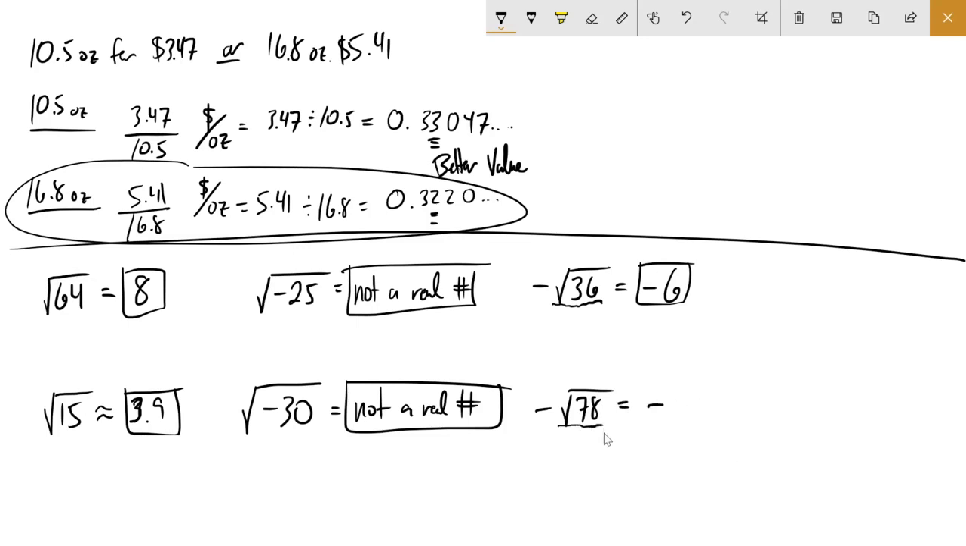And so we would evaluate the square root of 78. What is the square root of 78? What's that? 8.8 if you round. Yeah, it'll be a bunch of decimals, but I asked you to round to the nearest tenth on those, so that'd be your answer. It'd be negative.